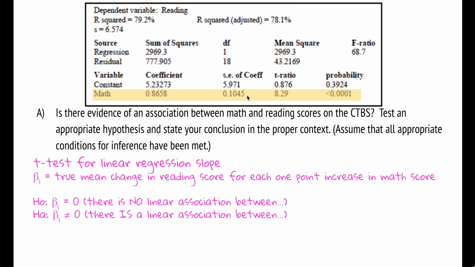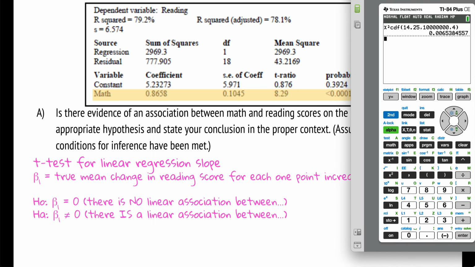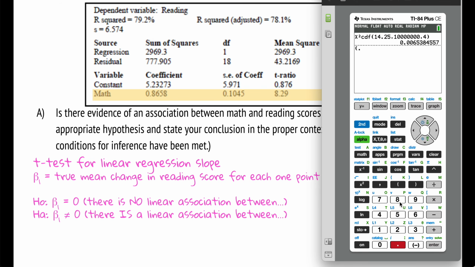The next number over is the standard error of the slope. Notice that it says SE of coefficient. So it's the standard error of our sample data for slope. So let's look at our formula. Our formula was the slope of the sample, 0.8658, minus 0, because 0 was our parameter, our null hypothesis slope, divided by our standard error of slope, which is 0.1045. If I were to calculate that, 0.8658 minus 0 divided by 0.1045, that would give me my t-score, which is 8.285, etc.